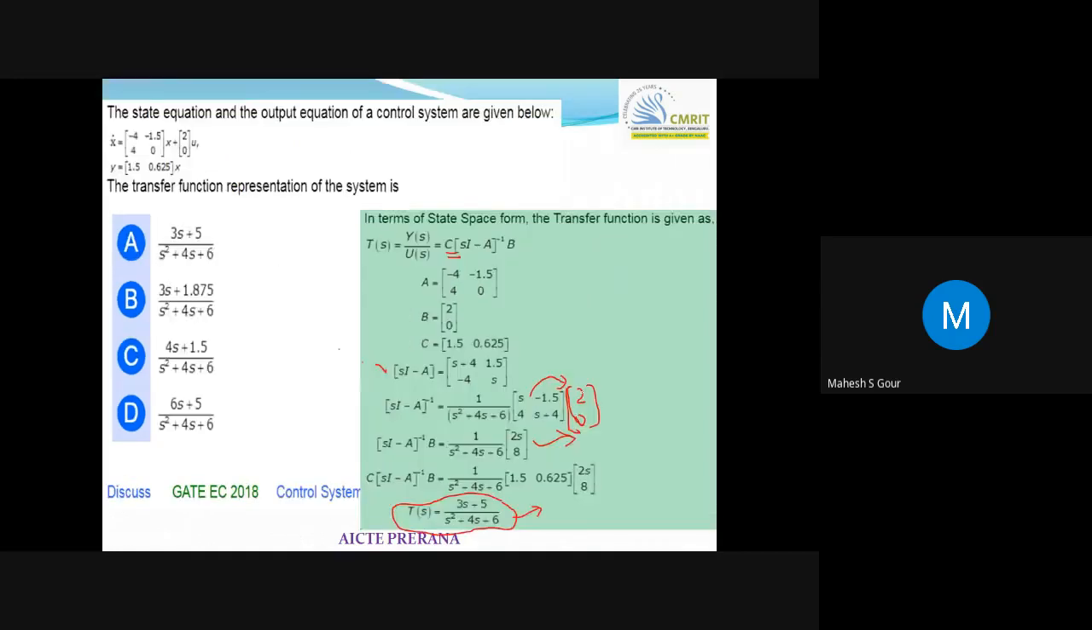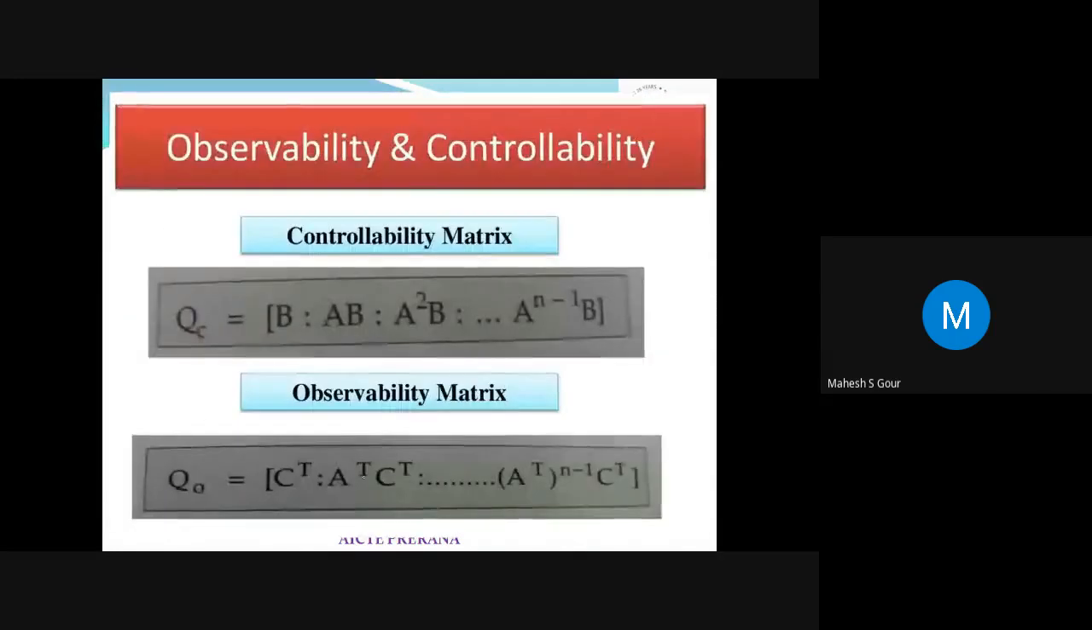Or you can write it another way, as I have given here, using transpose. So C transpose, A transpose C transpose, and like this it will go on. Here A is raised with respect to n minus 1. C transpose remains the same, and here B remains the same. The next term will become A square B, A cube B. Here it will become A transpose square C transpose. So it will become like this.